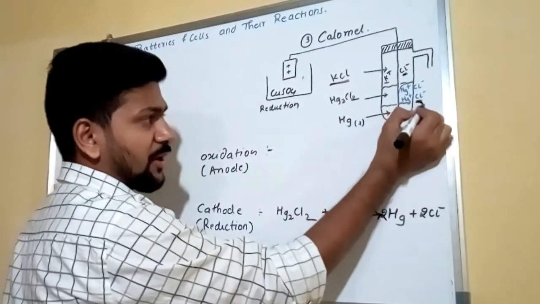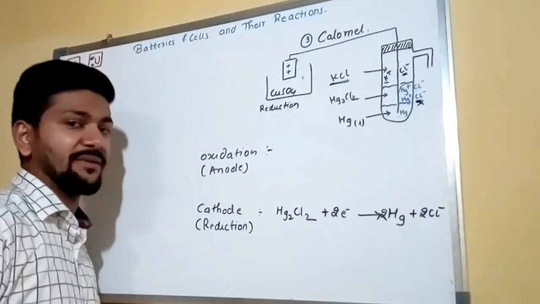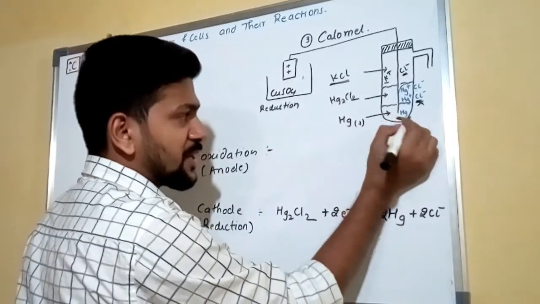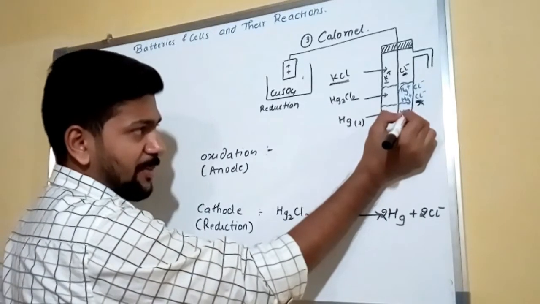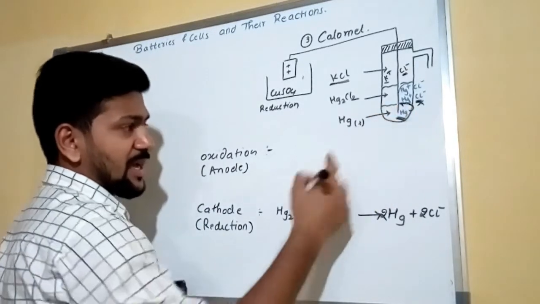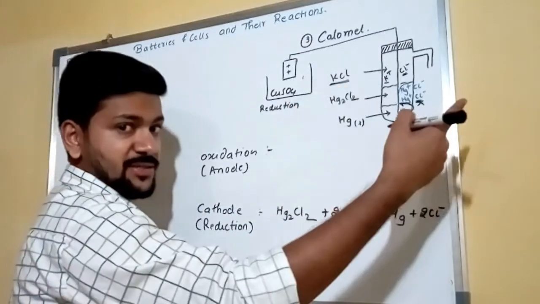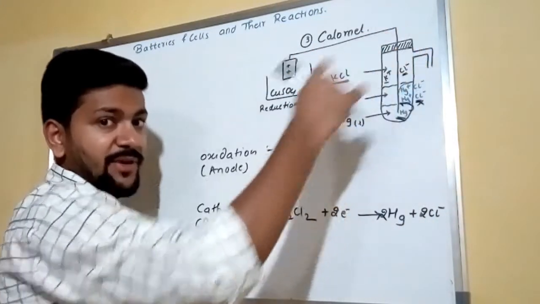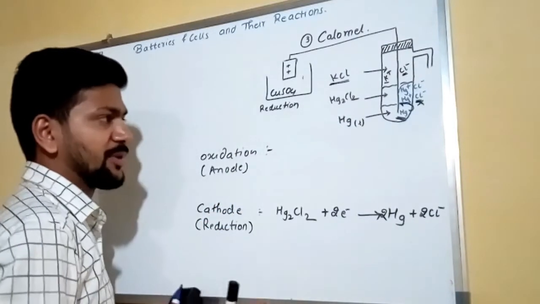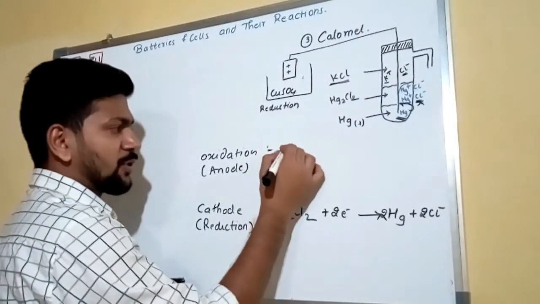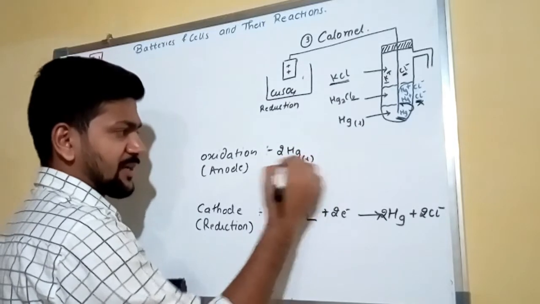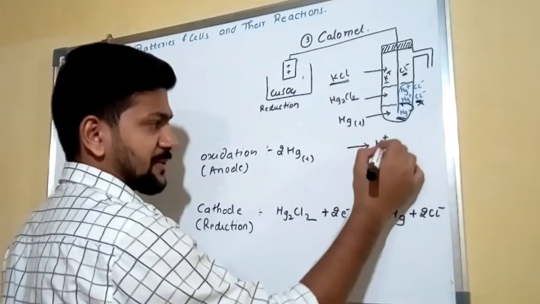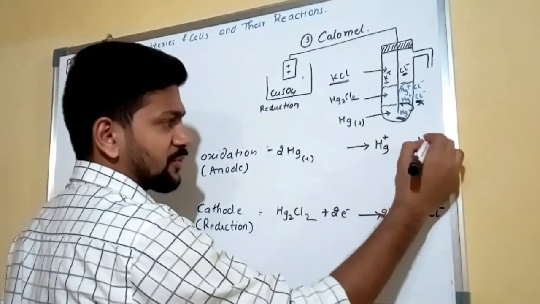Now Cl minus will not lose its electron since it is an electronegative element and it tries to stay as Cl minus. So the only option is Hg. So Hg from this liquid layer will be coming up, it will be losing electrons and it will get converted into Hg plus. Now Hg plus cannot stay as Hg plus, so it will combine with Cl minus giving you Hg2Cl2. So the reaction will be very simple. 2 times mercury, in liquid state, will lose electrons and get converted into Hg plus. Am I correct? Giving you 2 electrons.